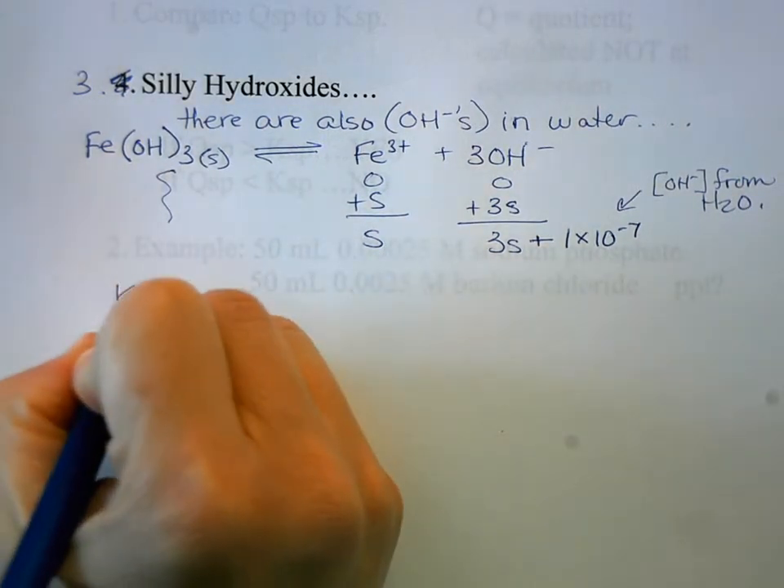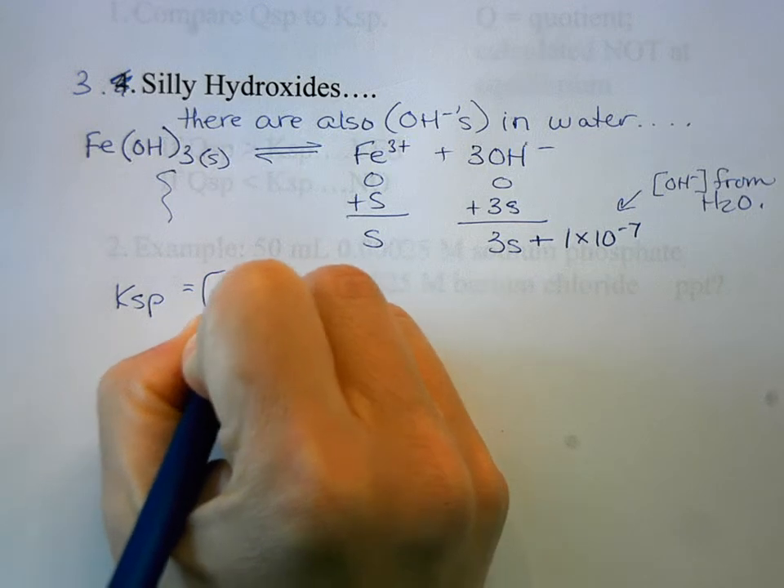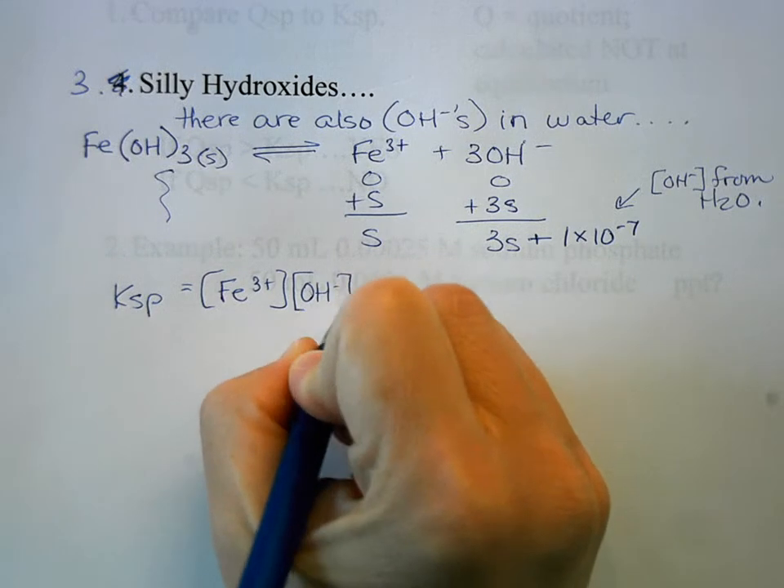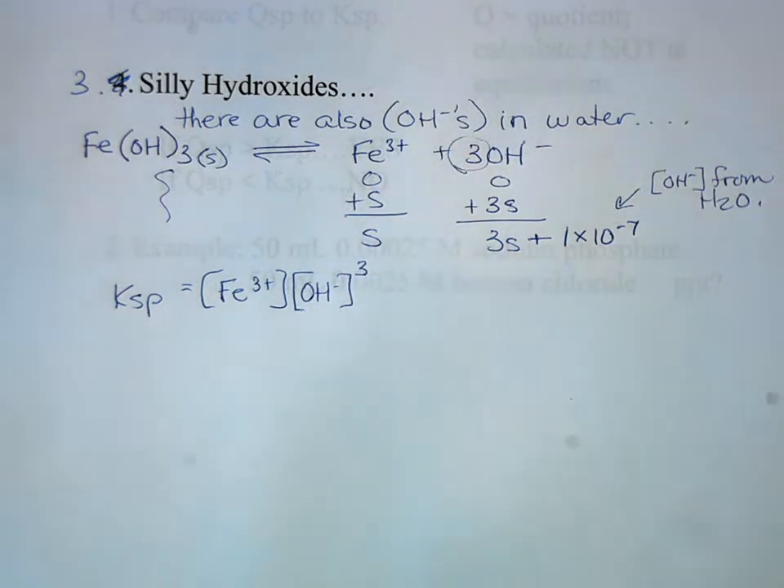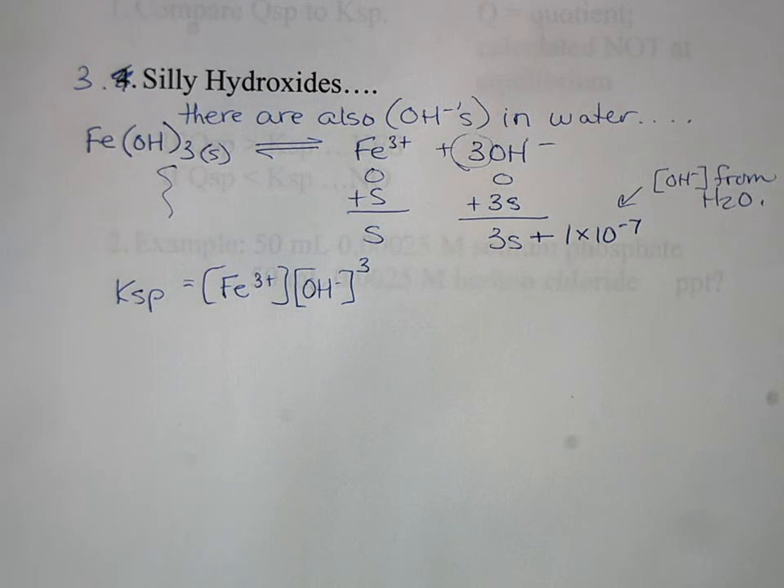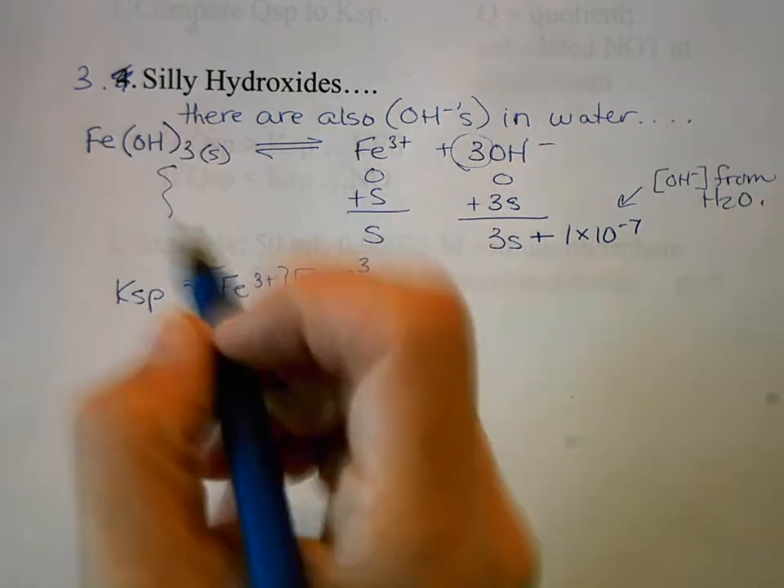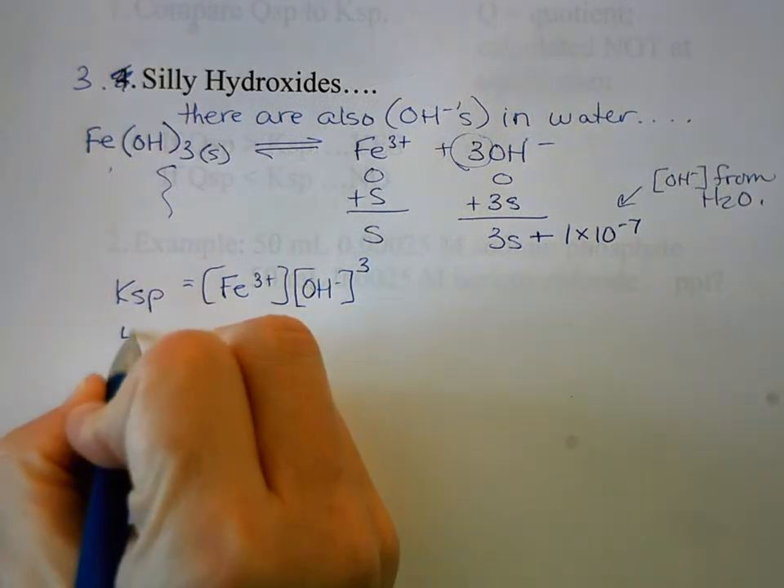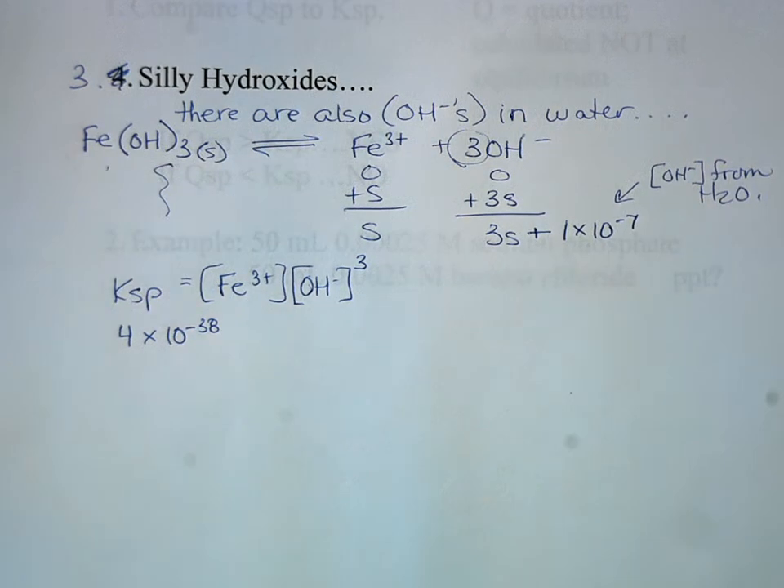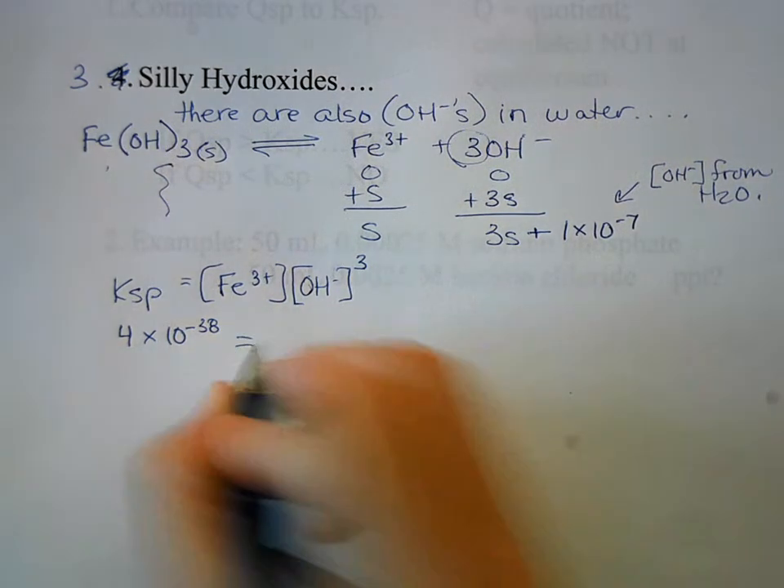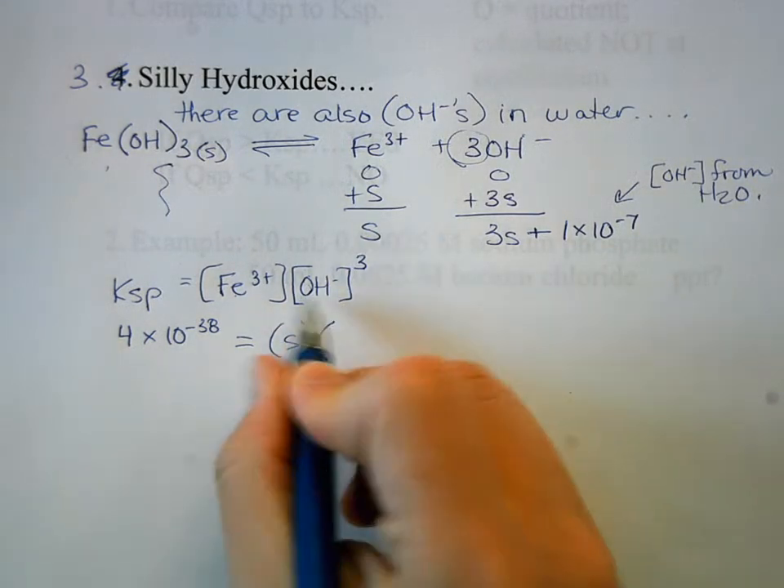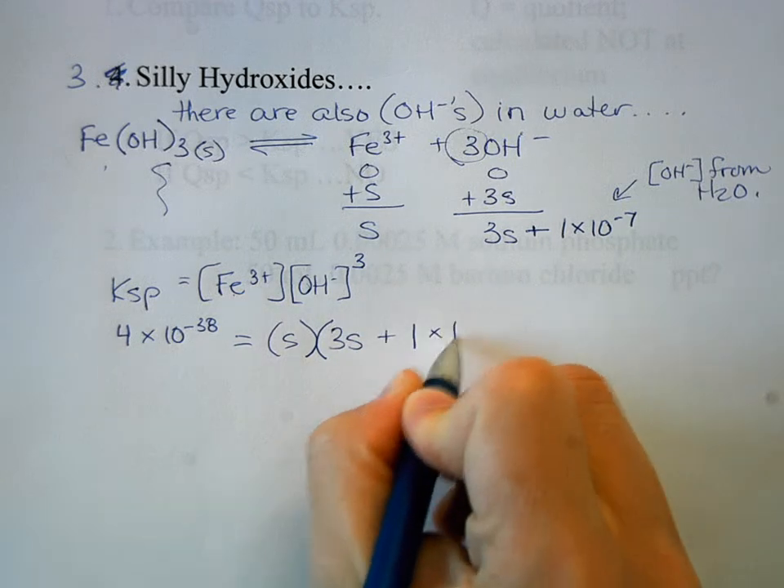My Ksp expression is my concentration of iron, no power there because the coefficient is 1. Concentration of hydroxide ions gets cubed because of my coefficient of 3. Now if I plug in everything, I would look up the Ksp value for iron 3 hydroxide on the table or in the reference material in the back of your book. You get 4 times 10 to the negative 38. Then my iron 3 concentration is S.